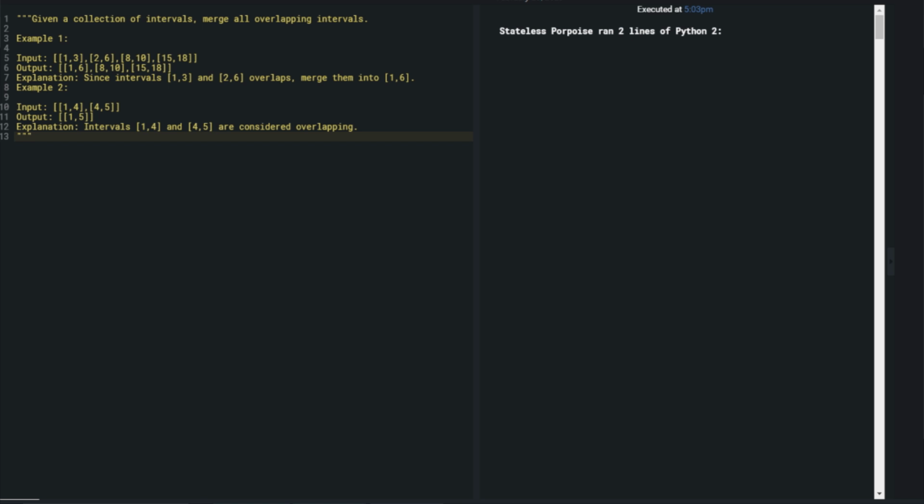Let me see, 1, 4, and 5. Okay, so there's an interval, a start and an end, and if there's a non-empty intersection, including when it's only one point, it's considered overlapping. Yeah, so if you had a 1 to 3 and then 3 to 6, I think that also merges into 1 and 6. Oh, got it. I think I did this too.